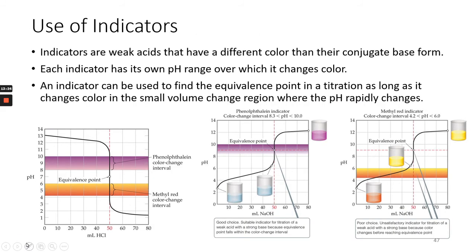How do you know which indicator to use? Indicators are weak acids that have a different color than their conjugate bases. So once they go from acidic to basic, they change their color. Each indicator has a certain pH range in which the color will change. So you want to pick an indicator that will change colors near your equivalence point. An indicator can be used to find the equivalence point in a titration as long as its color change is in the region where the pH rapidly changes. So your color change has to be in this rapidly changing region near the equivalence point.